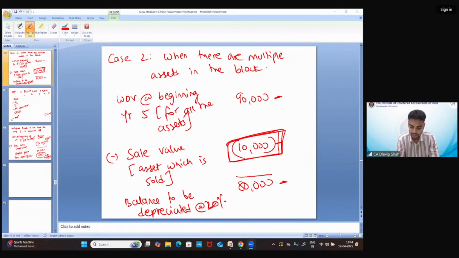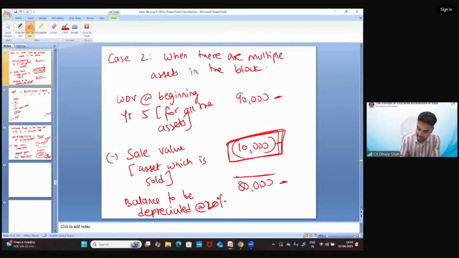Case 2, scenario 1, when there are multiple assets in the block and only one asset is getting sold. Okay. So first of all, again, identify the year in which asset is getting disposed of. So in our present scenario, it is getting disposed of in the year 5. So first step, calculate WDV at the beginning of year 5 for all the assets, because now there are multiple assets in the block. So WDV, let's say it is 90,000 for all the assets. From this, we will subtract sale value of the asset which is getting disposed of. And the sale value is 10,000.